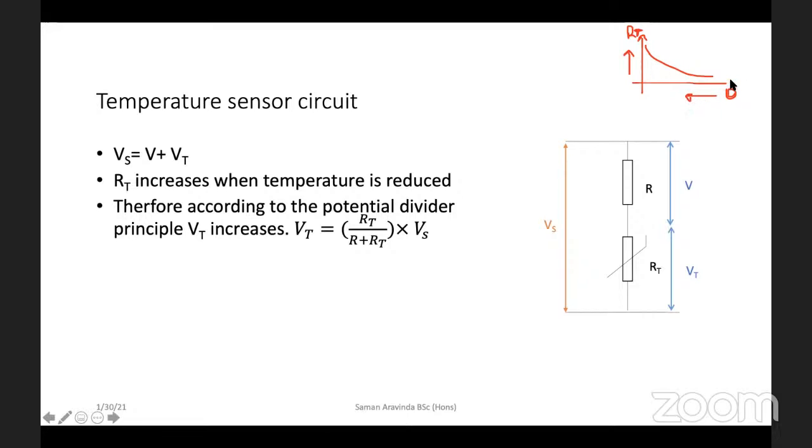When the temperature is high, the resistance is almost zero. So what about the potential difference across the thermistor? That's also very low. It's like zero, very, very close to zero.